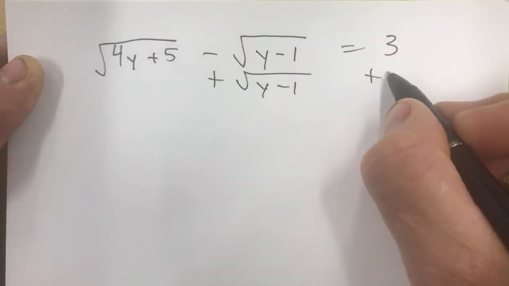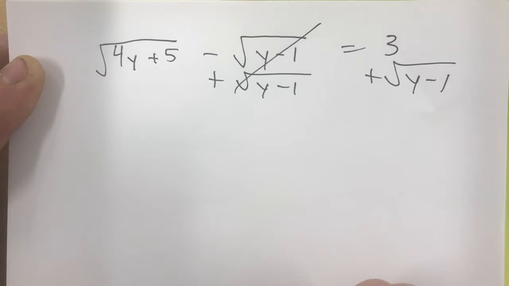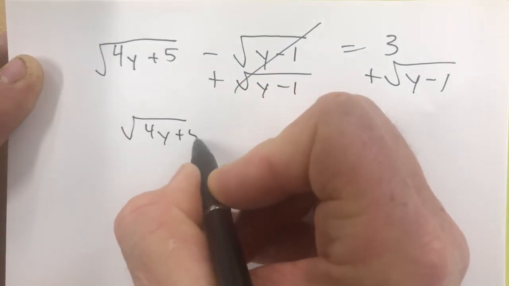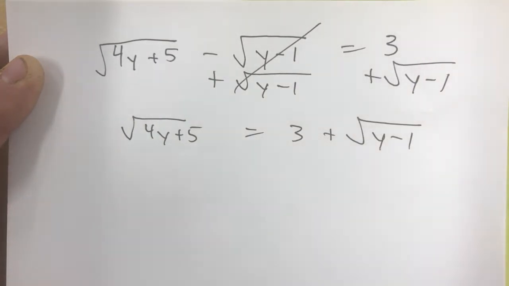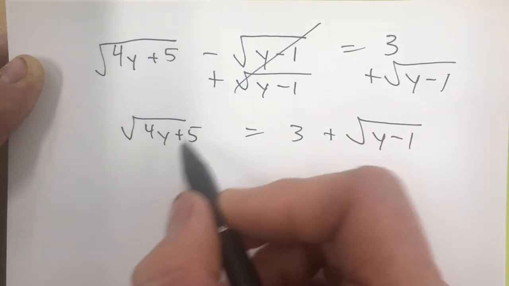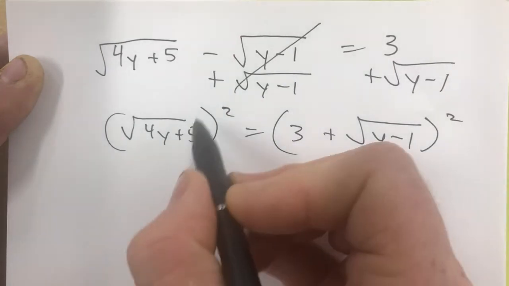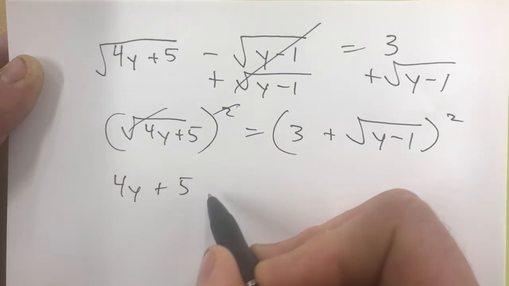Just add this to both sides. And that makes this go away, which gives me this. I got radical 4y plus 5 equals 3 plus this radical of y minus 1. Okay, and now I got this radical isolated, which means I can square both sides now. And the square cancels the radical. I have 4y plus 5.